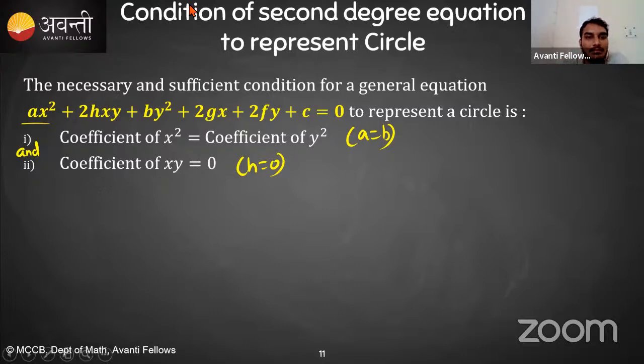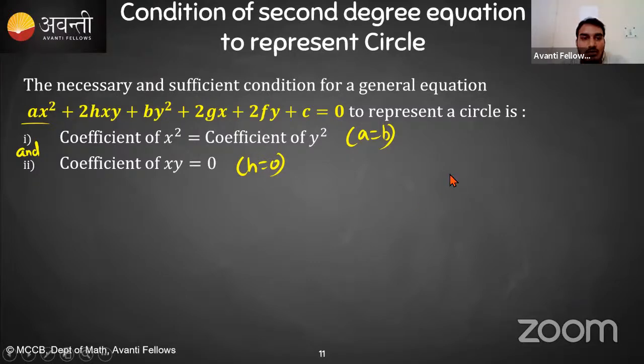Is there any doubt in this? Tell me quickly in the chat box. Clear? So when a second degree equation will represent a circle, coefficient of x square should be equal to coefficient of y square, and coefficient of xy is 0.